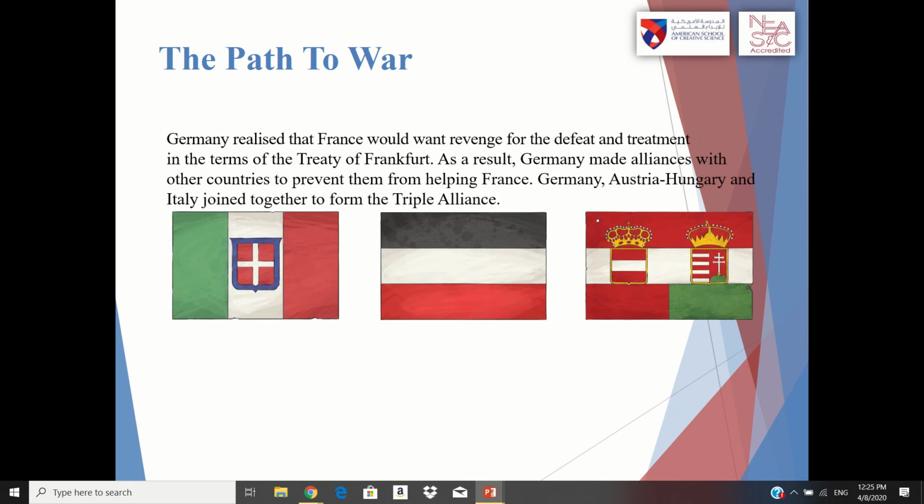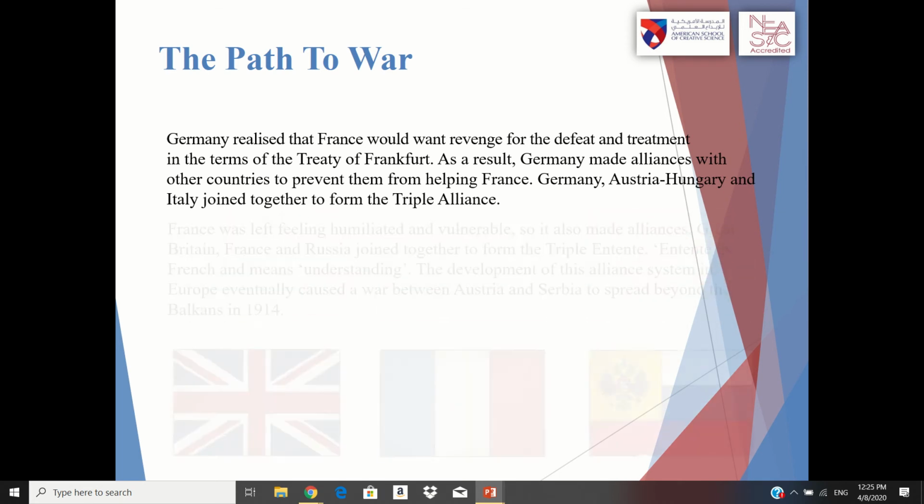Germany realized that France would want revenge for the defeat and the treatment in the terms of the Treaty of Frankfurt. As a result, Germany made alliances with other countries to prevent them from helping France. Germany, Austria-Hungary, and Italy joined together to form the Triple Alliance.